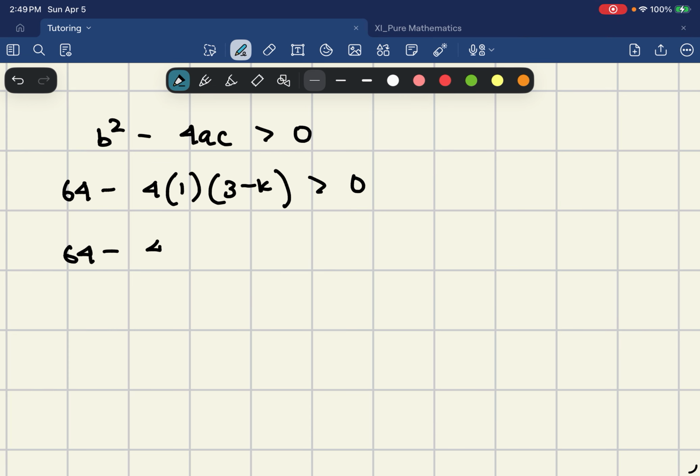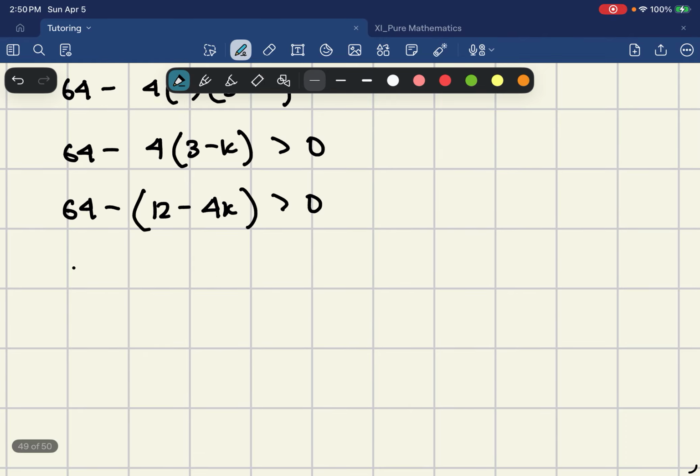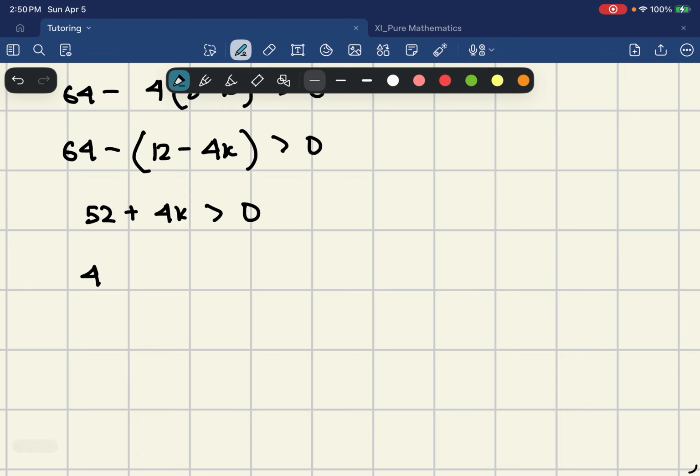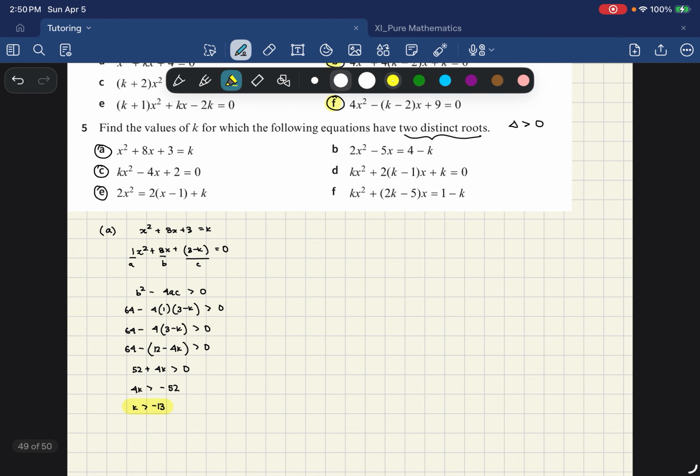64 minus 4 times 3 minus k is bigger than 0. So 64 minus 4 3s are 12 minus 4k, that is bigger than 0, right? So 64 minus 12, that is 52, plus 4k is bigger than 0. If I subtract 52 on both sides, I get 4k is bigger than negative 52. So k has to be bigger than negative 52 divided by 4. I can divide by positive 4 without changing the inequality sign. So k is bigger than negative 13. That is my solution for 5a.